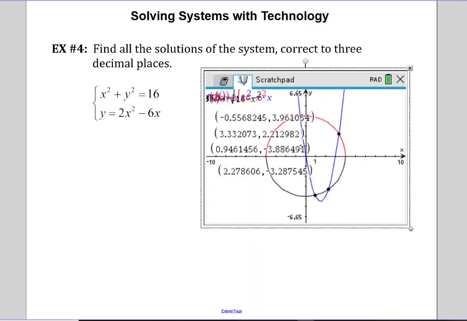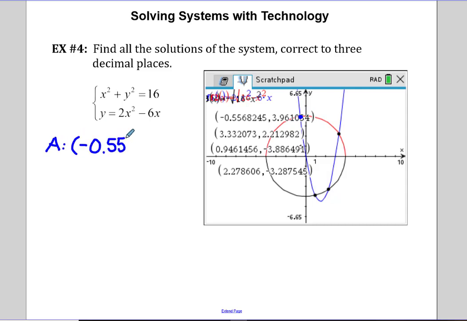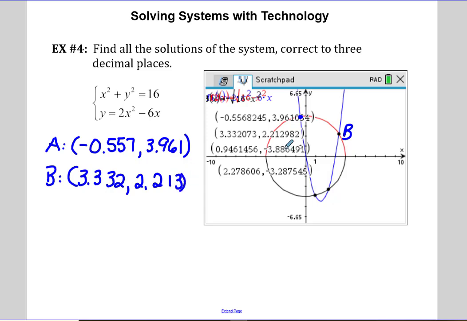place that picture into our document here. Then we said the first one we were going to call point A. That was over here. So point A intersects at negative 0.557, 3.961. Point B intersected over here. This was B. That intersected at 3.332 and 2.213. I'm rounding up.